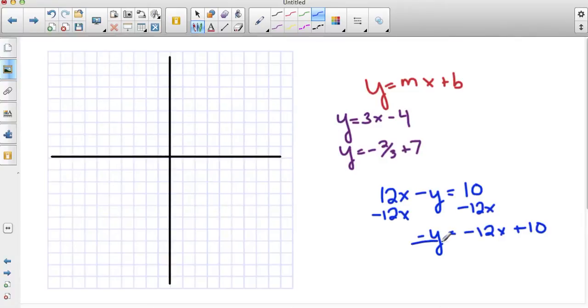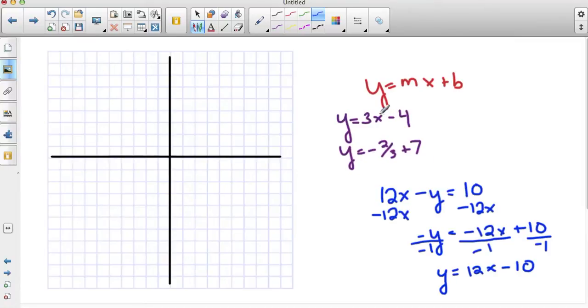That's the same thing as a negative 1 y. So I'm going to divide this whole side by a negative 1. Therefore, now I see y is in fact equal to 12x minus 10. Now it's easy to see the slope and the y-intercept. Be careful in terms of trying to find the slope before you have it equal to y. They'll always try to trick you with that.